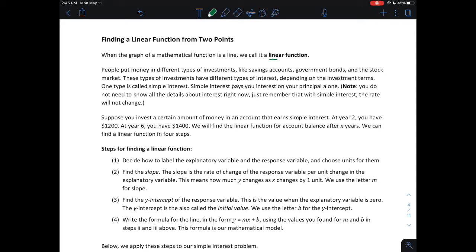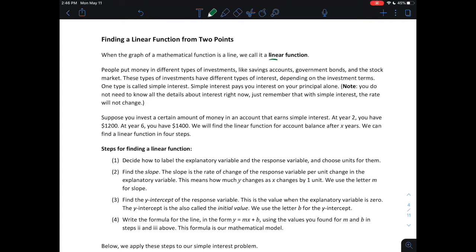People put money in different types of investments, like savings accounts, government bonds, and the stock market. These types of investments have different types of interest depending on the investment terms. One type is called simple interest. Simple interest pays you interest on your principal alone. Note, you do not need to know all the details about interest right now. Just remember that with simple interest, the rate will not change.